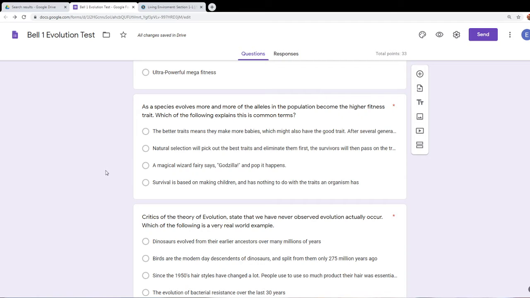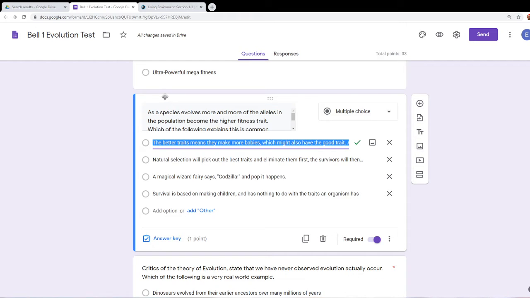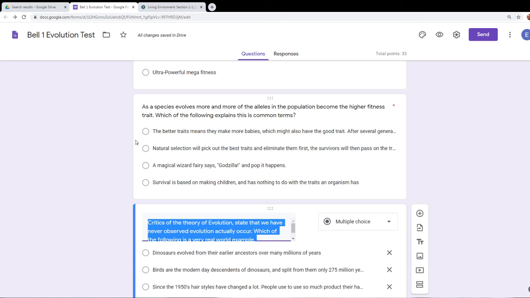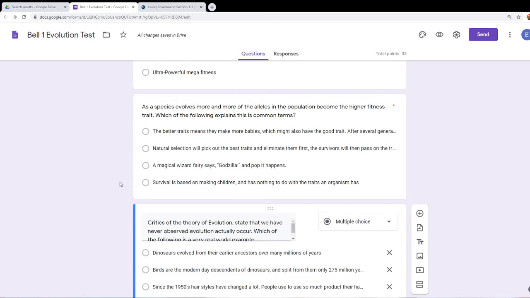Number 8, I think. As a species evolves, more and more of its alleles in the population become the higher fitness trait. Which of the following explains this in common terms? So this gets a little more complicated. Does this mean that the better the trait, they make more babies, which might also have the good trait? So after several generations, the good trait will be more common. That natural selection will pick out the best traits and eliminate them first. So then the survivors will only pass on the traits that made them unsuccessful.